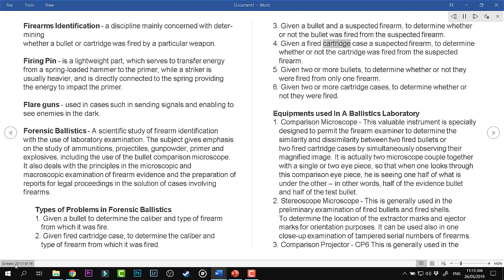Given a fired cartridge case and a suspected firearm, to determine whether or not the cartridge was fired from the suspected firearm. 5. Given 2 or more bullets, to determine whether or not they were fired from only one firearm. 6. Given 2 or more cartridge cases, to determine whether or not they were fired from the same firearm.